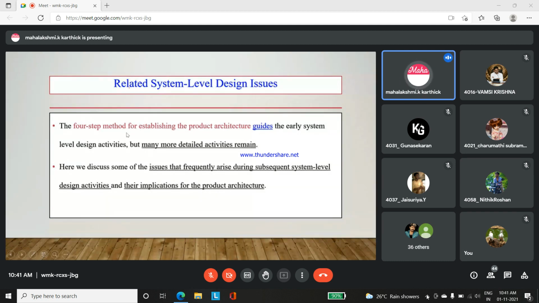Now, the 4-step method for establishing the product architecture guides the early system level design activity, whatever we have covered till now. Creating, clustering, then rough layout, then identifying the fundamental interactions and incidental interactions, establishing that. But many more detailed activities remain. So, what are the remaining things that are listed here?